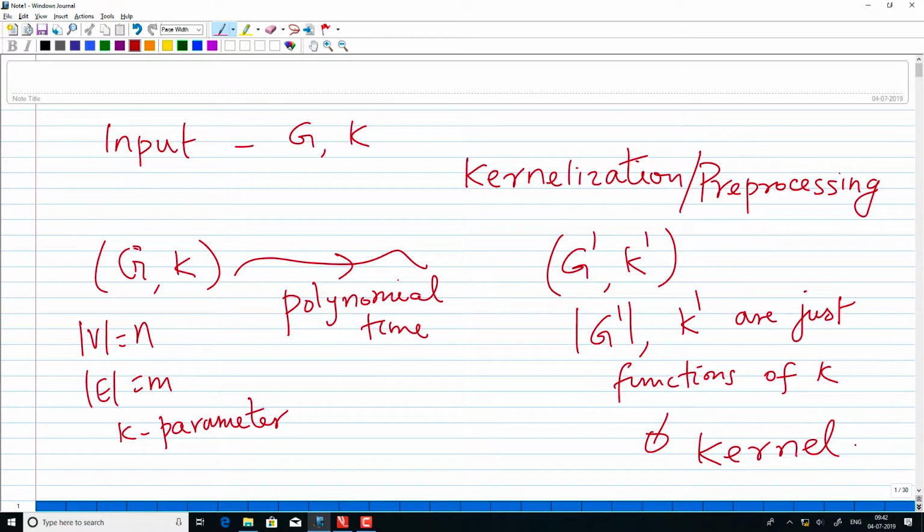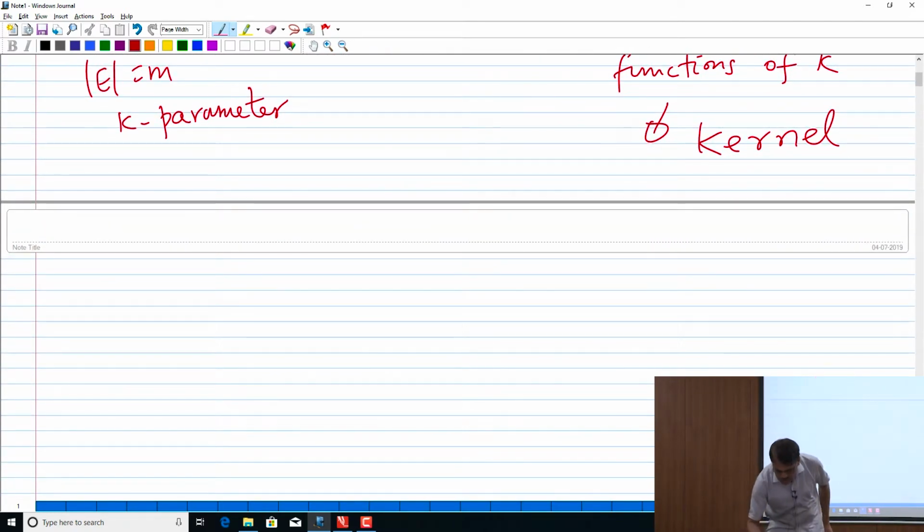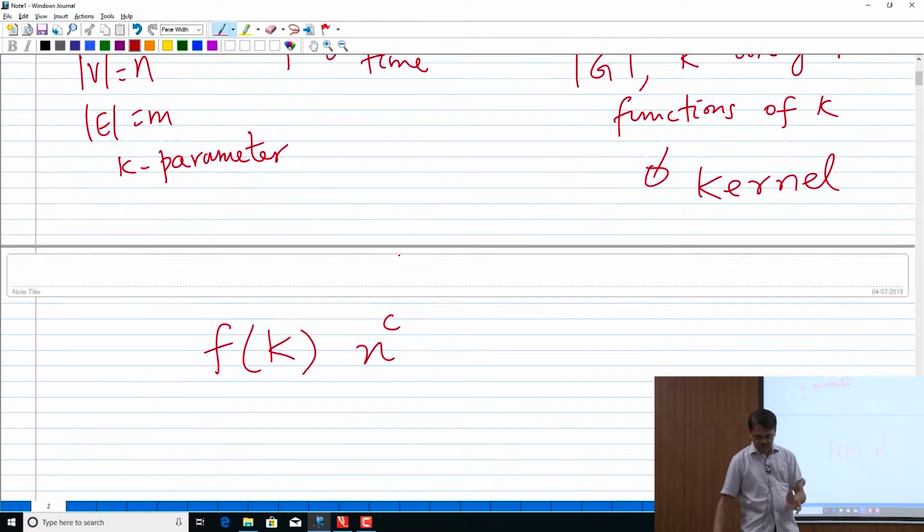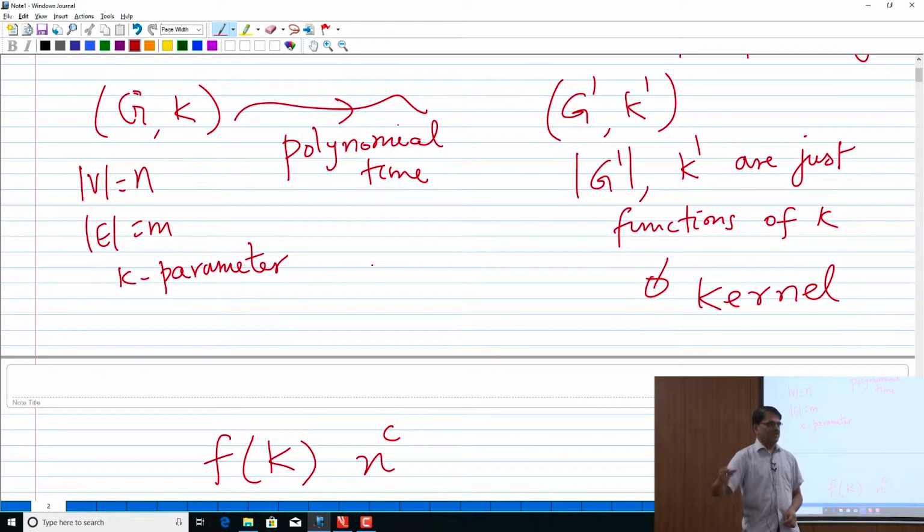And now the beauty of this is that at this point, if I just do any brute force algorithm here, I don't have to be very efficient. You still have a fixed parameter tractable algorithm, right? Why? Recall the notion of fixed parameter tractable. We want our algorithm's running time to be some function of k times some pure polynomial in n, right? So what is the use of this kernelization? What is the overall running time?